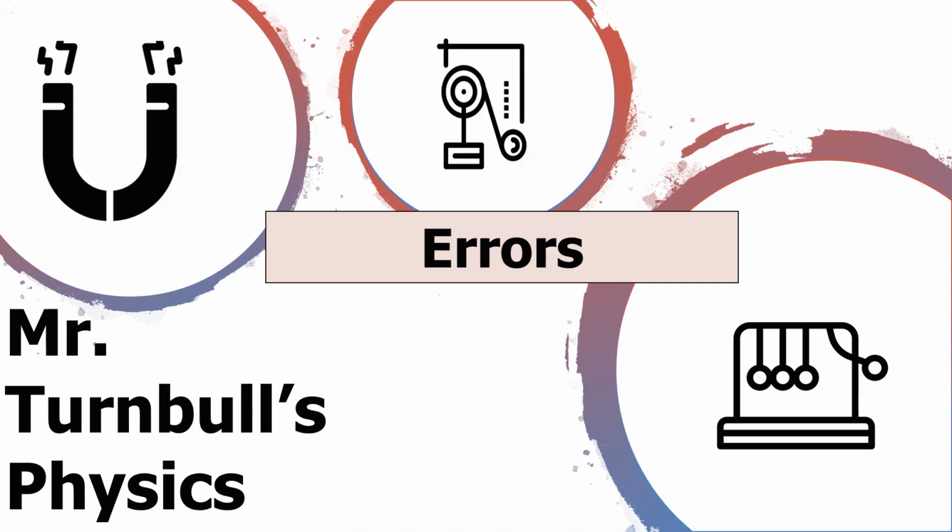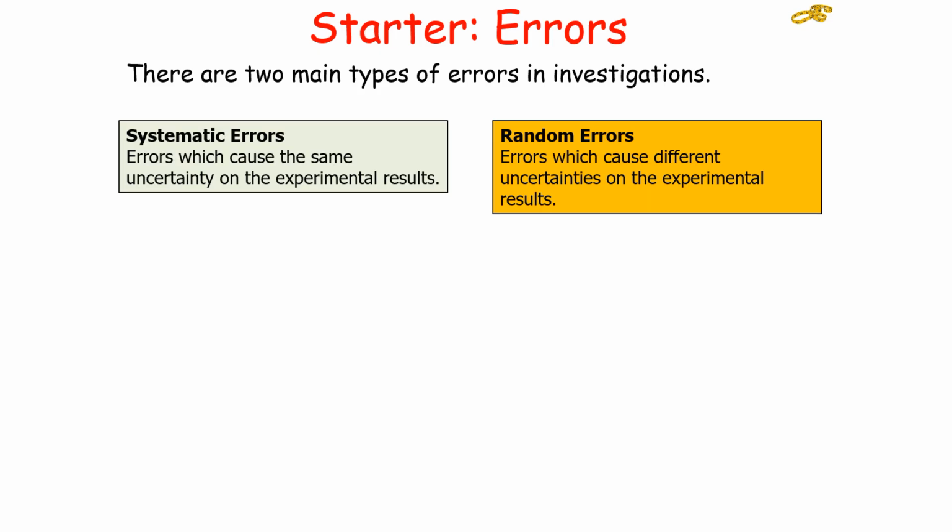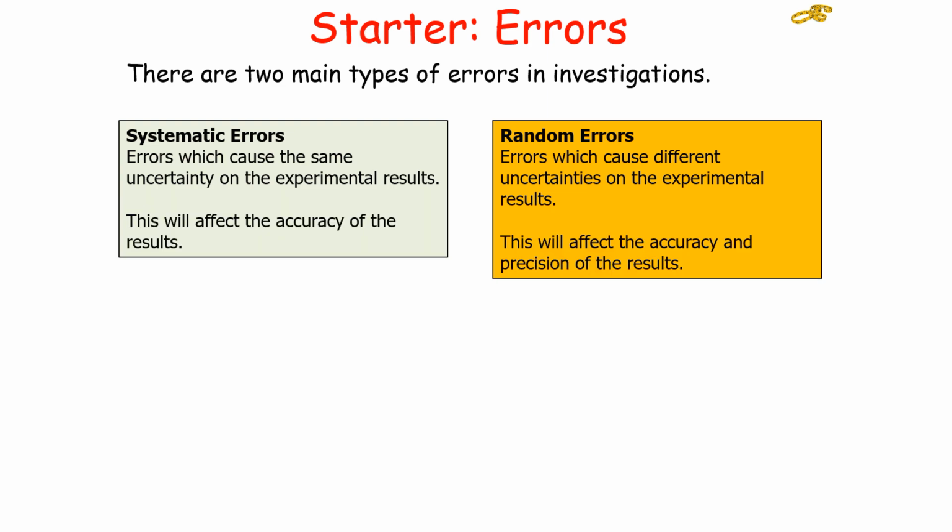So let's now have a look at the ideas of errors. Now there are two main types of errors in investigation: systematic errors and random errors. Systematic errors are errors which cause the same uncertainty in the experimental results, whilst random errors cause different uncertainties in your experimental results. So systematic errors affect the accuracy of your result, while random errors affect the accuracy and the precision of your results, the spread about the mean.